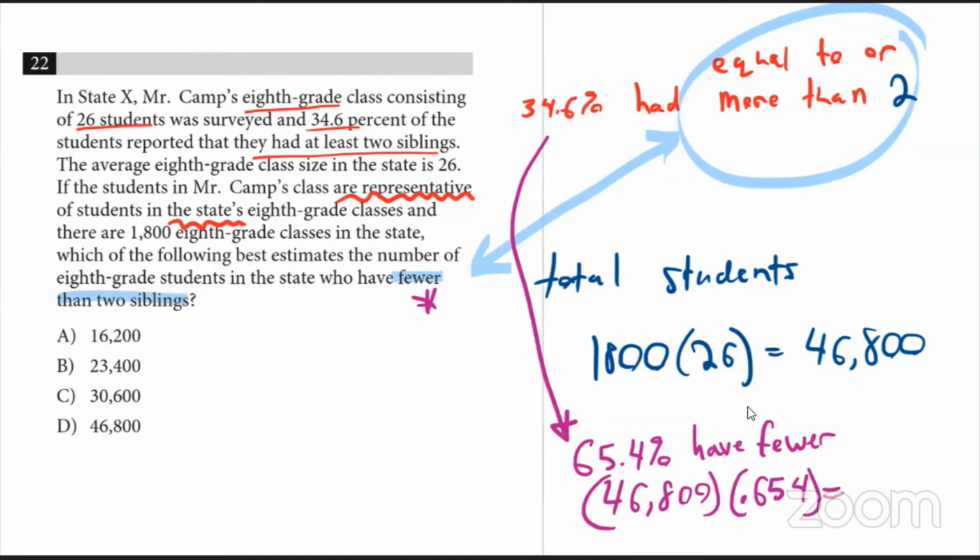So we have 46,800 times 0.654, which is 30,607.2 for number 22, and that is choice C. So the answer to number 22 is C. And we'll go on now to number 23.